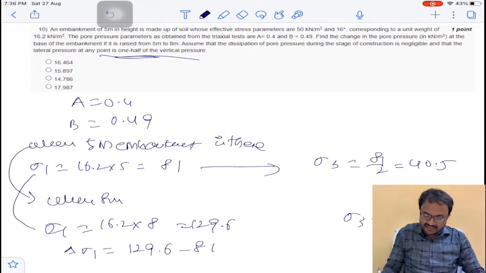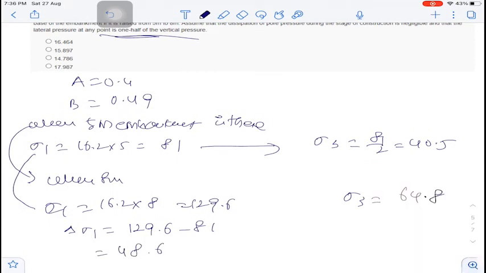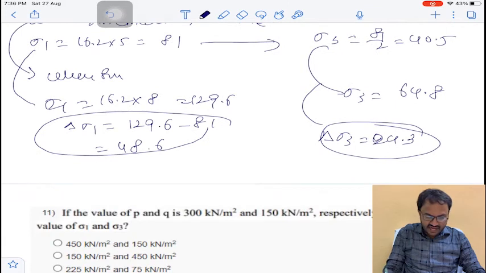You will get it is 48.6. And delta sigma 3 is equal to 24.3. Clear? So we have a formula for B as well as A. B is equal to delta U1 divided by delta sigma 3. So that is 0.49.